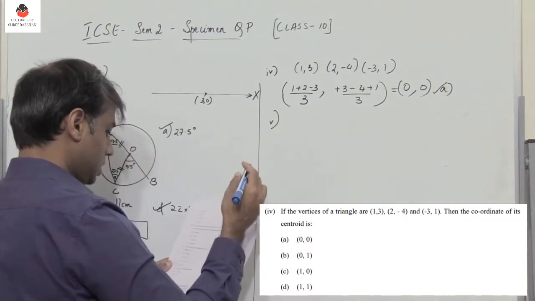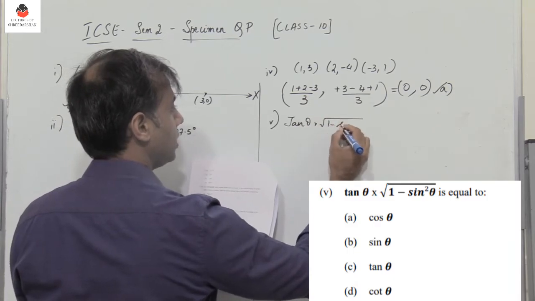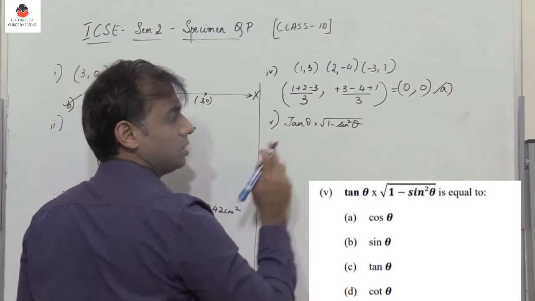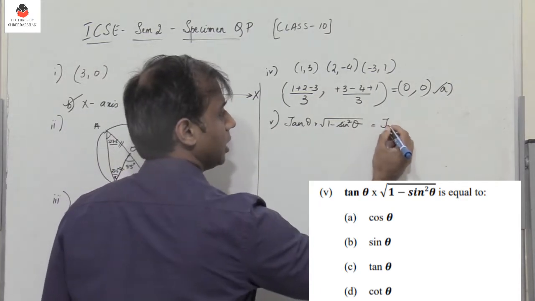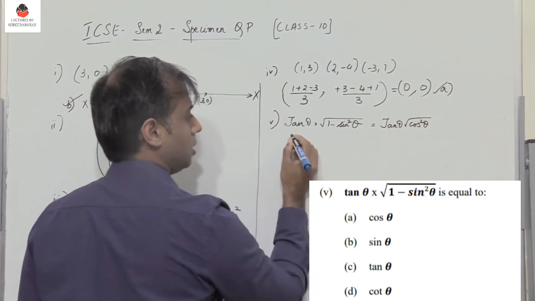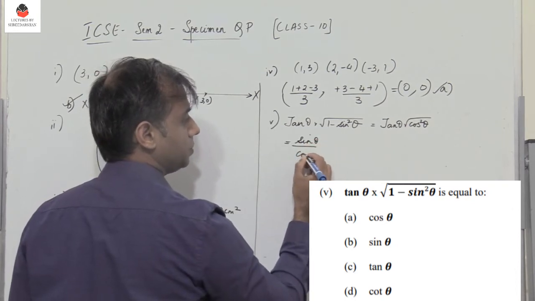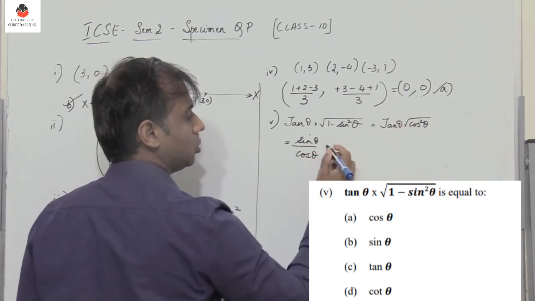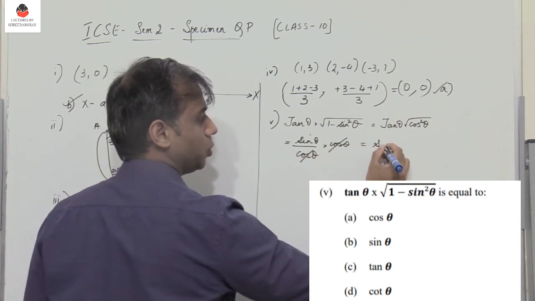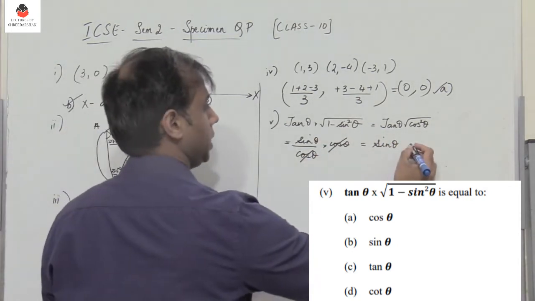Fifth one, tan theta into root of 1 minus sine square theta is equal to. Now 1 minus sine square theta is cos square theta. So I can write this as tan theta into root of cos square theta. Tan can be written as sine theta by cos theta. Cos square theta root is cos theta. So cos theta gets cancelled. So we are left with sine theta. And what is the right option? The right option is B.